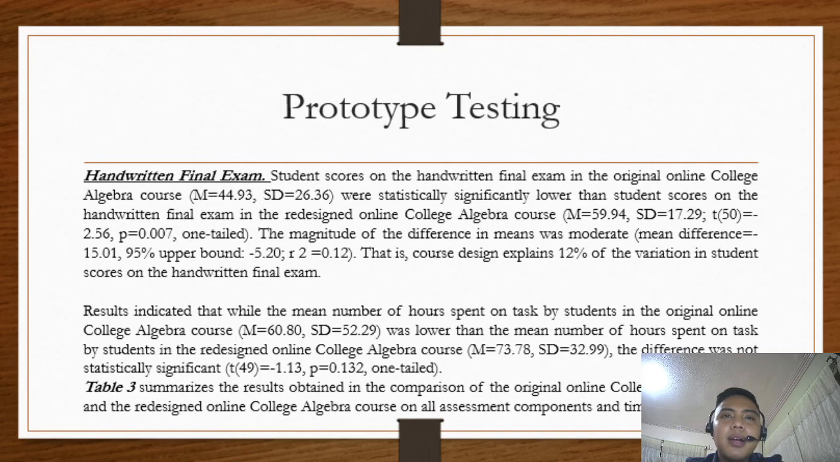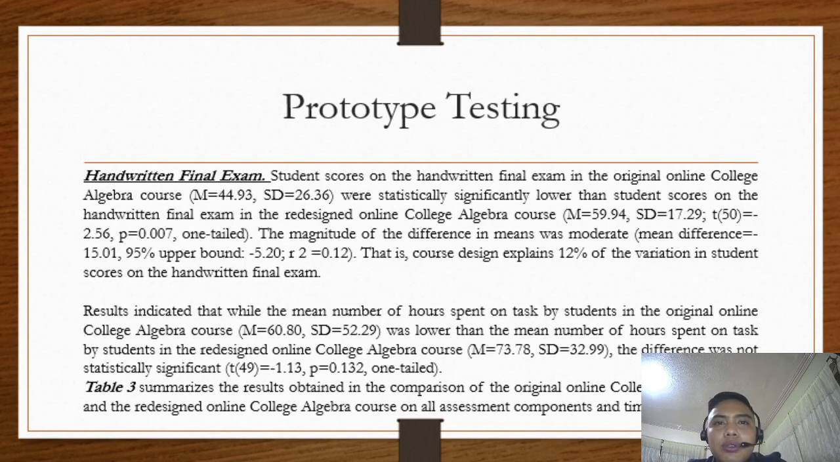Final exam, handwritten final exam. Student scores on the handwritten final exam in the original online college algebra course were statistically significantly lower than student scores on the handwritten final exam in the redesigned online college algebra course. The magnitude of the difference in means was moderate. That is, course design explained 12% of the variation in student scores on the handwritten final exam.